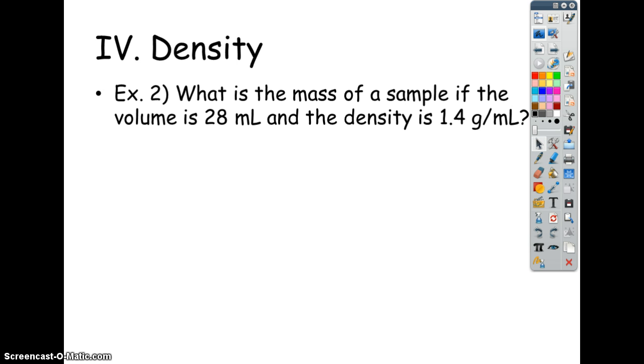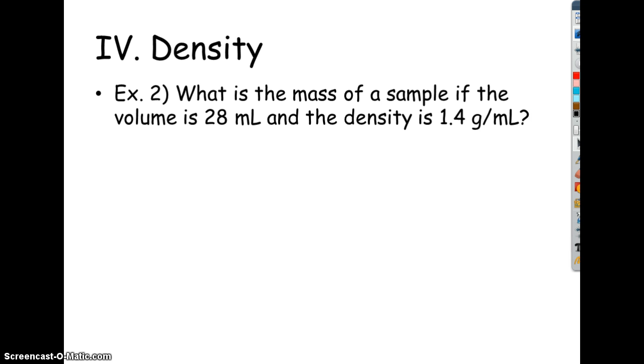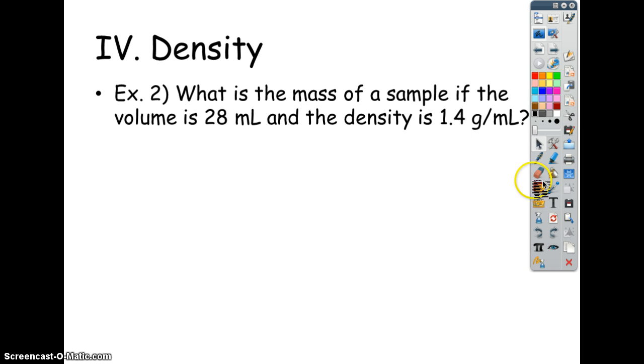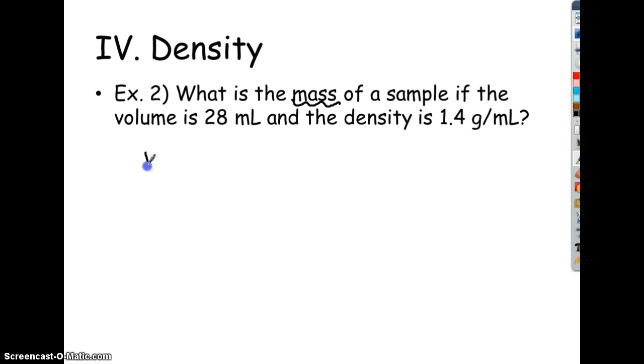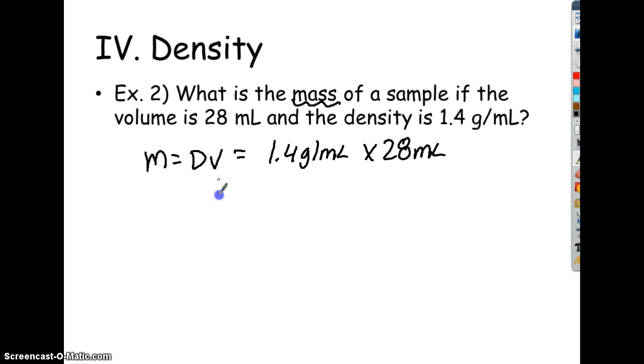I have another example. You should pause it, try it, and then see if you're correct. What is the mass of a sample if the volume is 28 milliliters and the density is 1.4 grams per milliliter? This time we're looking for mass. So we're going to start with our mass equation. Remember, this equation will not be given to you on the test. So mass equals density times volume. You'll do your density, which is 1.4 grams per milliliter, times 28 milliliters. When you multiply the two, your mass will equal 39.2. The milliliters cancel out, so you're left in grams.